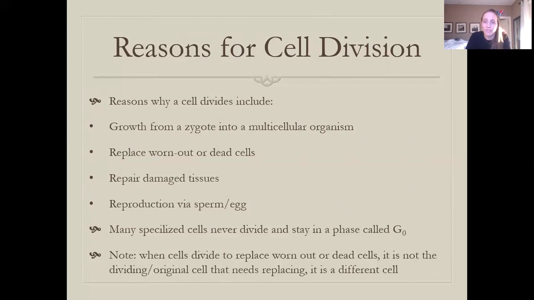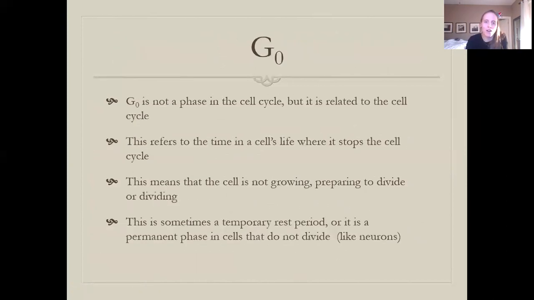With that said, we do have some specialized cells in our body that never divide. They don't ever go through the cell division phase of the cell cycle. Instead, they do their growth phase. They'll do part of interphase, and then they'll go into something called G naught, which is how we say this little G with the O beside it. So G naught is not actually a phase of the cell cycle. Instead, it's kind of like a little off-ramp of the cell cycle.